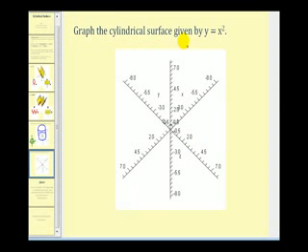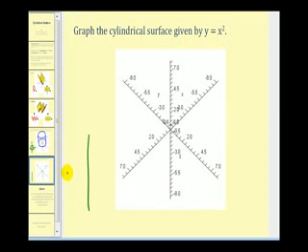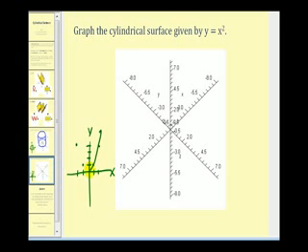Here we want to graph the cylindrical surface y equals x squared. So the generating curve will be in the xy plane. We should be familiar with this graph in the xy plane. When x is 1, y is 1. When x is 2, y is 4. It's symmetrical across the y-axis, so it would look something like this. So again, this would be the generating curve.